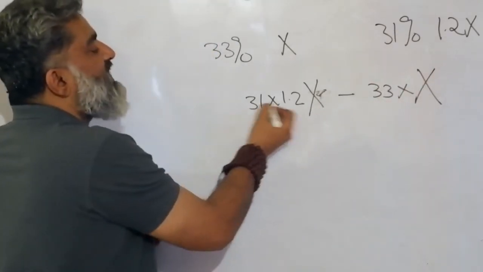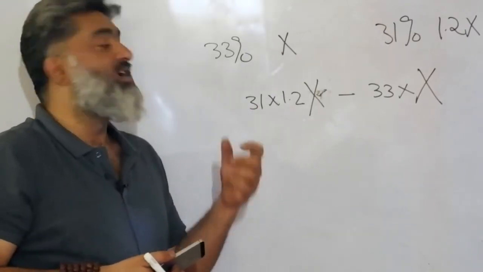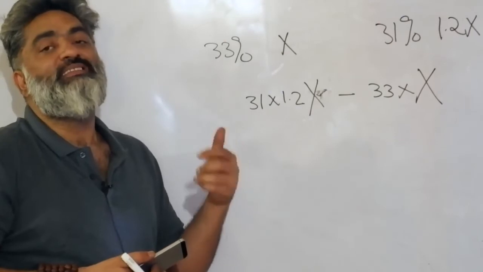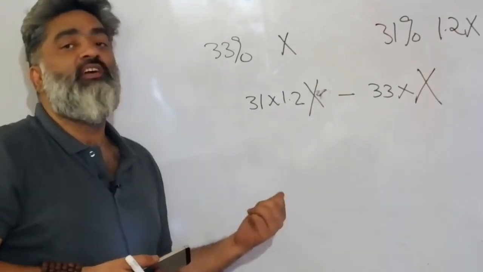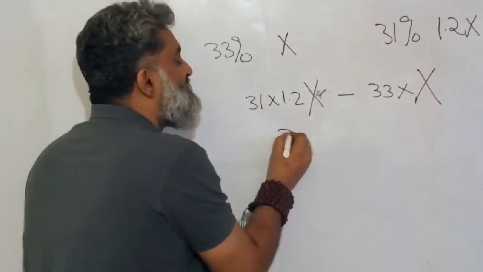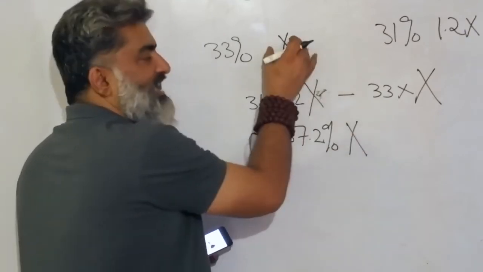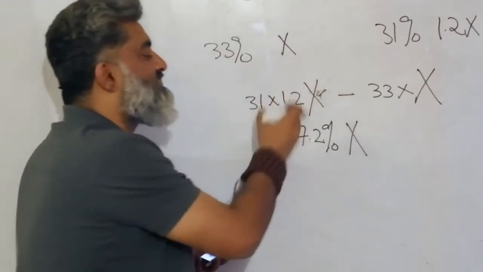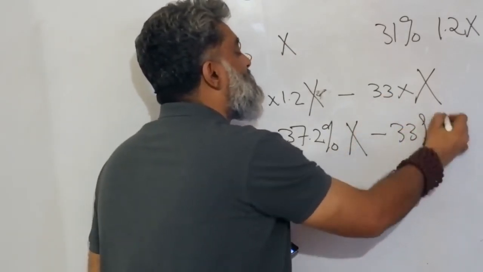So 31 into 1.2 is what you have to figure out. 31 into 1 is 31, and 31 2s would be 62, but there is a decimal, so 6.2. So 31 plus 6.2 is going to be 37.2. So that means this is 37.2 percentage of X, X being that 1,25,500 value, and this is 33% of X.